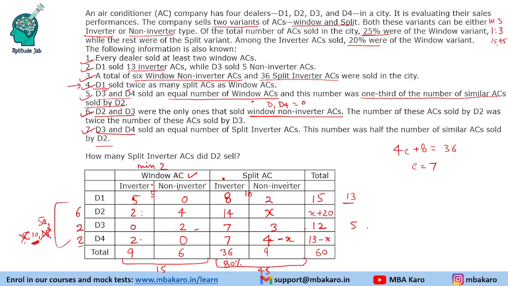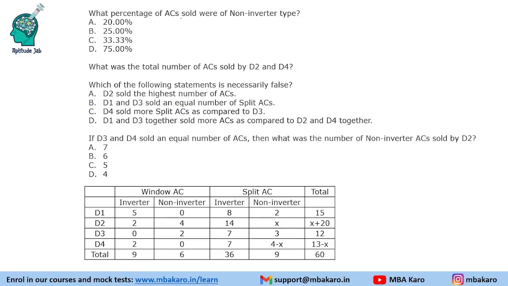It says, how many split inverter ACs does D2 sell? D2 is selling how many split inverter ACs? So split inverter ACs D2 is selling is 14. What percentage of ACs sold were of non-inverter type? So non-inverter type we have 6 plus 9, that is 15. So 15 out of 60, that is 25%.